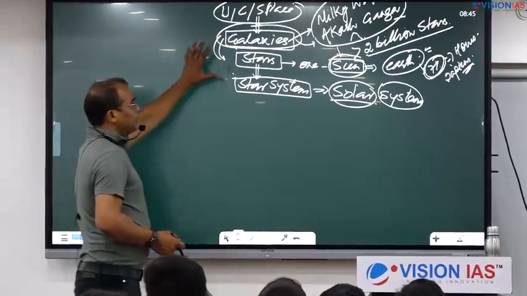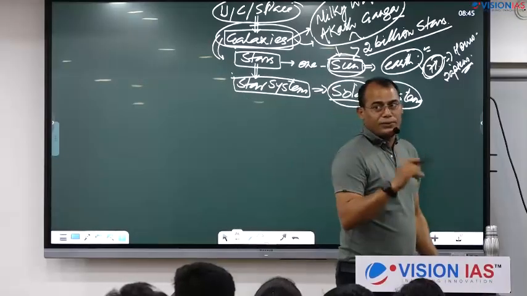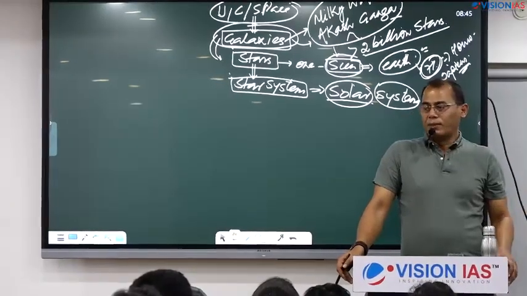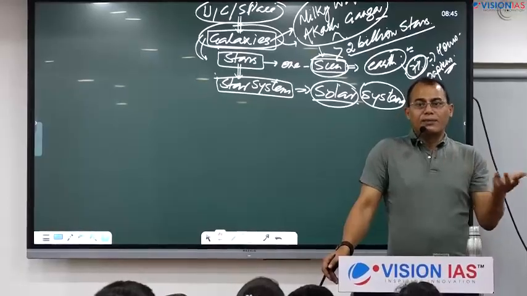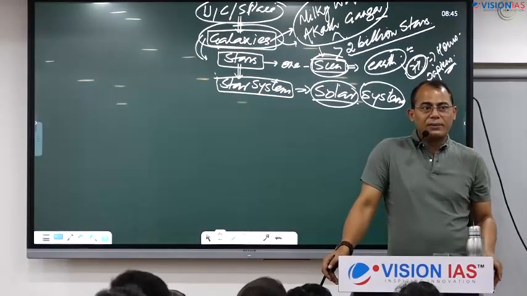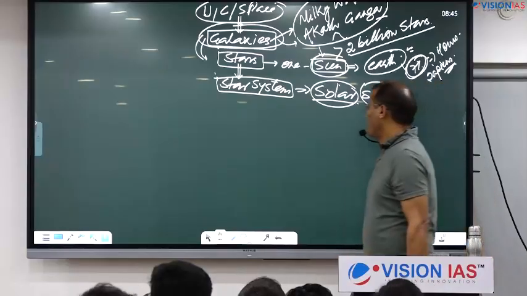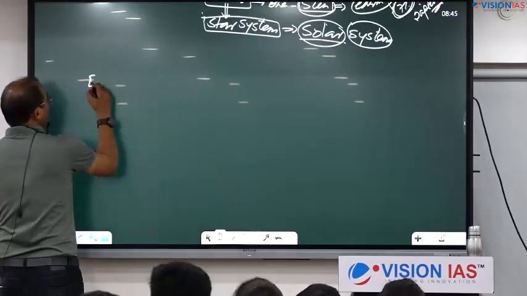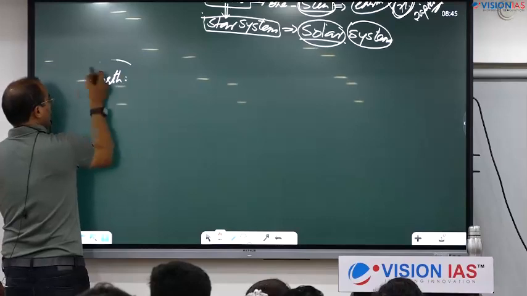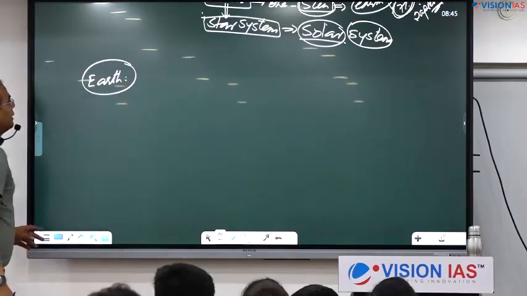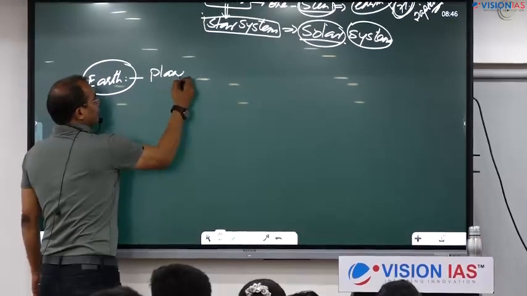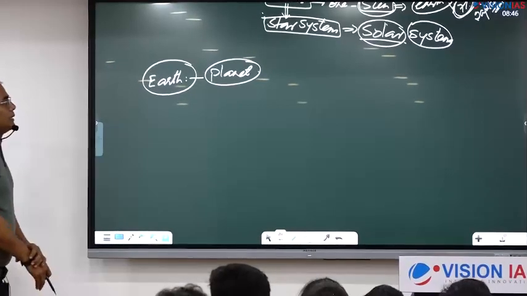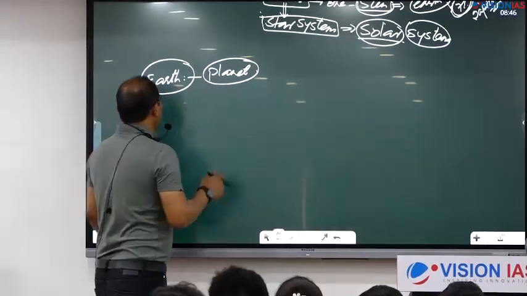So in general, what we are discussing is that the universe is made up of millions of billions of galaxies, right? Each galaxy may contain billions of stars, and each star may have several planets. In the case of solar system, we have 8 planets, and one of the planets is Earth, right? We'll come back to that later. Earth is a planet, the only known planet we can say, which is inhabited by biotic communities, right?